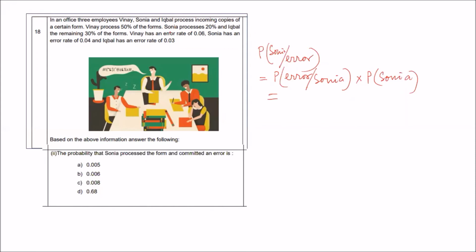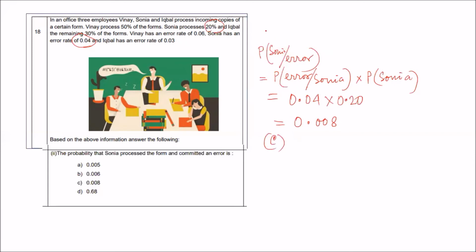So error from Sonia is how much? It will be 0.04 multiplied by how much Sonia is processing, 20%. So 20 by 100 or 0.20. So what is the answer? Answer will be 0.008. Answer is 0.008. Where is it? It is C.